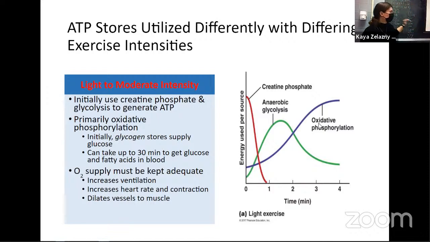Okay. So with light to moderate intensity exercise, you need to keep your oxygen supply adequate. So you physically do different things to get oxygen to your muscle cells. Right? You start breathing faster and moving deeper, so you're increasing your ventilation. You increase your heart rate so that blood pumps faster.